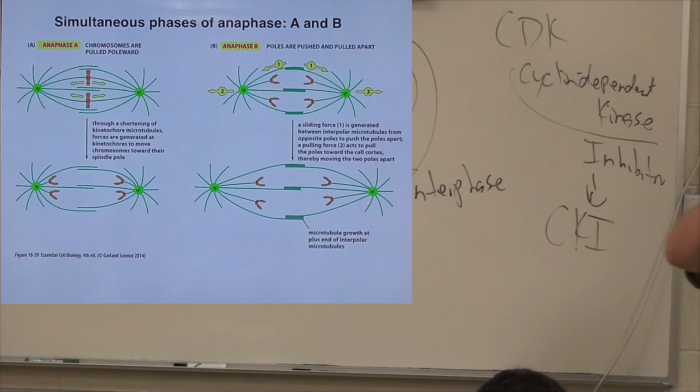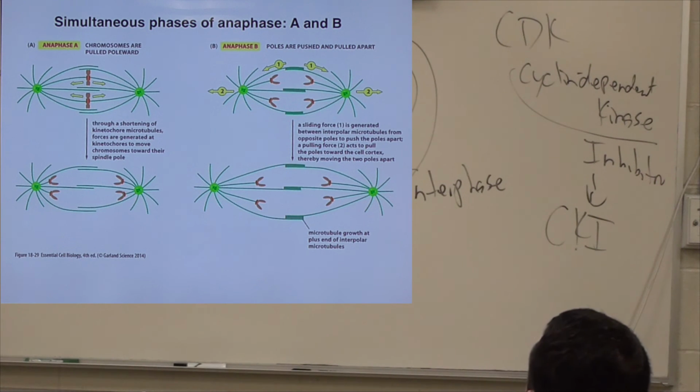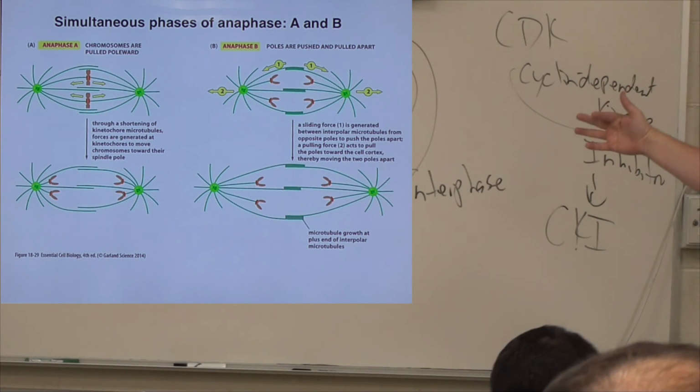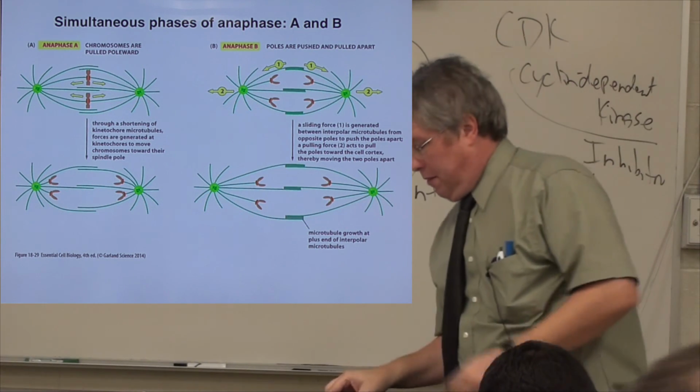The A and B sound like A happens and then B happens, but it's actually at the same time. So at the same time, the chromosomes are moving apart, and other motor proteins are pushing the fibers apart, and the whole thing's getting longer. So that's the A and the B.